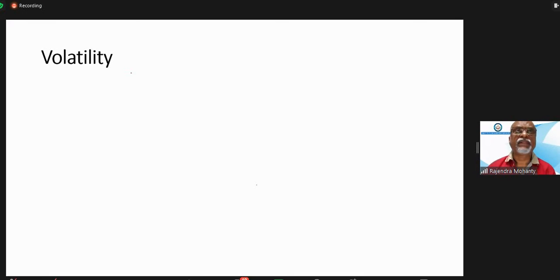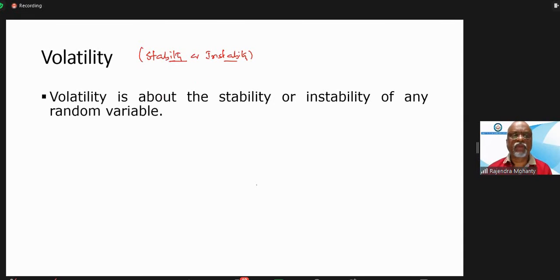Now volatility means what? Volatility means how frequently it is changing. So volatility is about the stability or instability, how stable or unstable it is due to change in the market parameter. So I can say that volatility is about the stability or instability of any random variable. Whatever random variable we want to measure, how stable or unstable these random variables are.